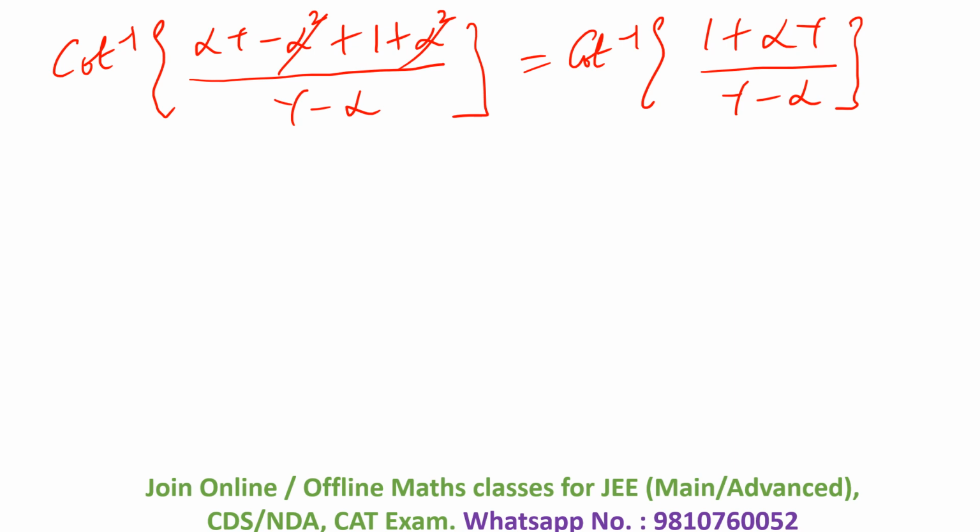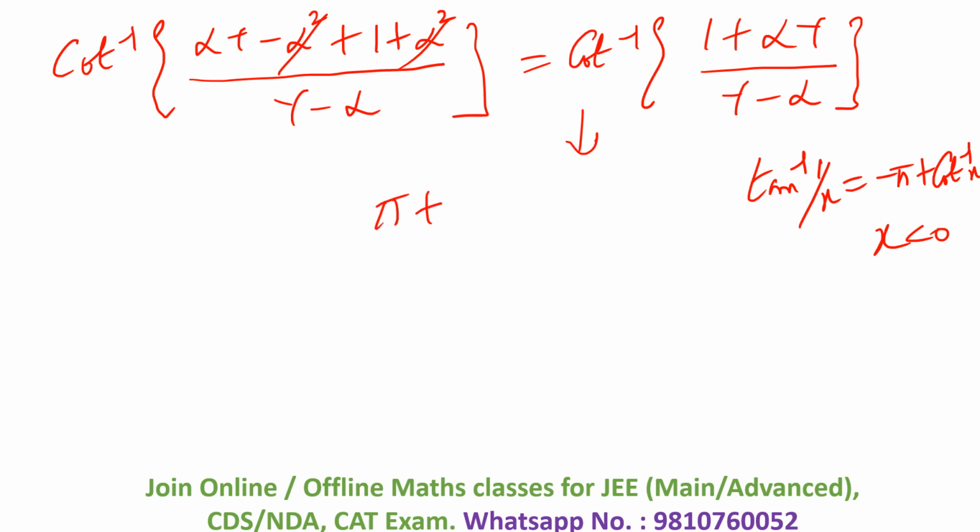We were given that alpha greater than beta greater than gamma. That means alpha is greater than gamma. So obviously gamma minus alpha will be a negative quantity, whereas both alpha and gamma are positive. So that means the numerator is positive. So now here we will use this rule that tan inverse 1/x is equal to minus pi plus cot inverse x if x is negative. So that means cot inverse x will be equal to pi plus tan inverse 1/x.